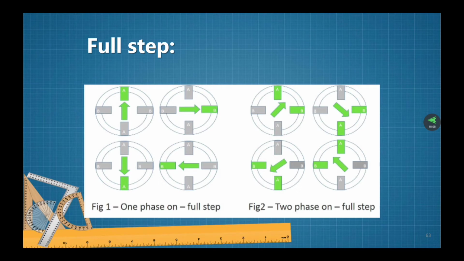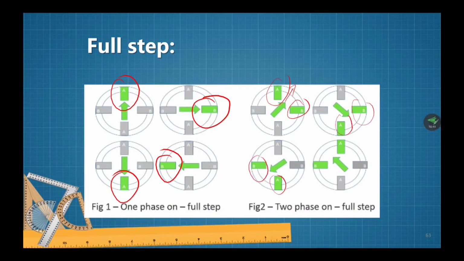And this is the illustration of full step. This is one phase on for the full step. This is the first step, first phase, and this is the second phase, and the first phase again, and the second phase. If we have two phases on, then for step A, for phases A and B, we can get the movement in here, and for B and A.